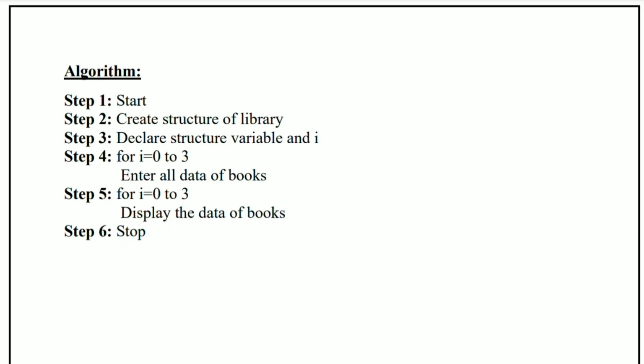Here let's see the algorithm for a C program to hold library details. Step 1, start. Step 2, create structure of library. Step 3, declare structure variable and i. Step 4, for i equal to 0 to 3: here we use a for loop to enter all data of books. Step 5, for i equal to 0 to 3: here we again use a for loop to display the data of books. Step 6, stop.